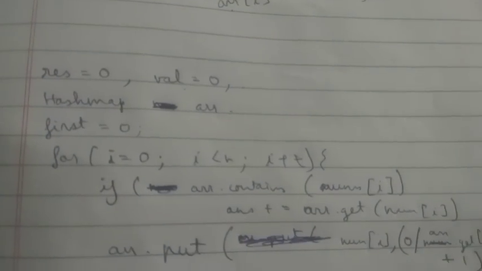Now the pseudo code: result is equal to 0, value is equal to 0, and then we have to initialize a hash map arr, and first is equal to 0. First basically denotes the first element of the subarray. In Java you can use a hash map. So result is equal to 0 and value is equal to 0.